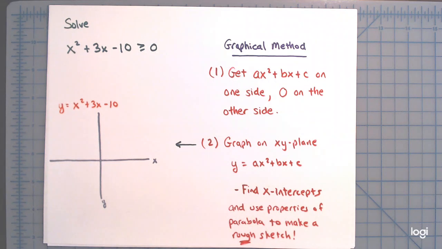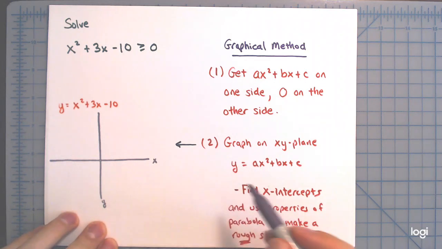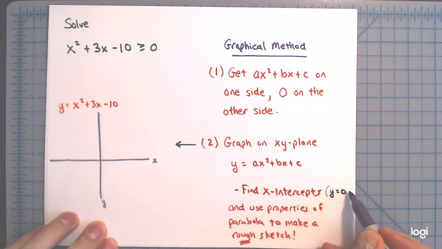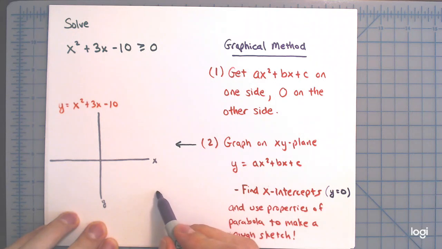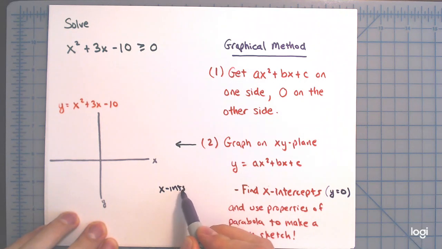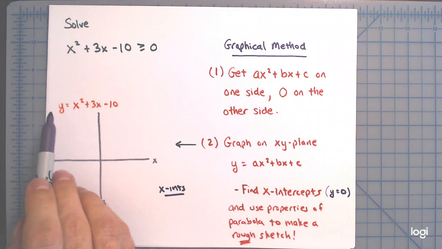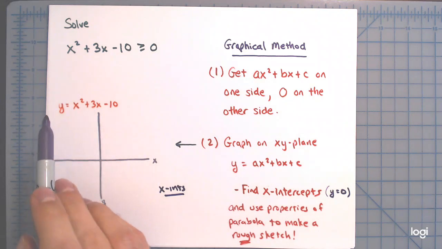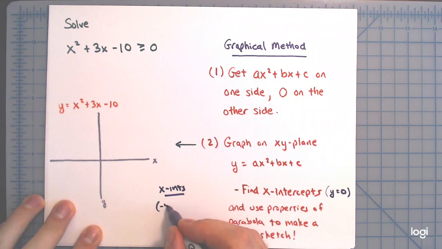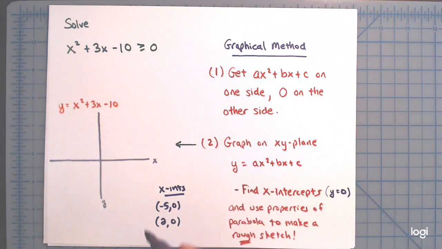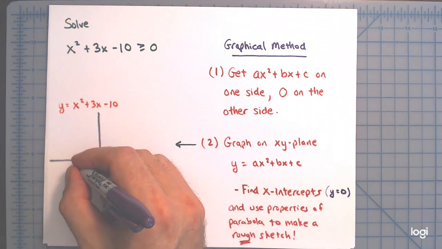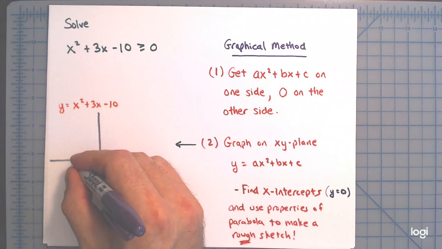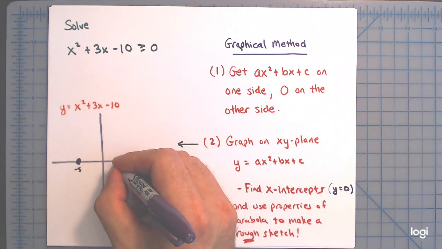We already found the x-intercepts. Remember how you find the x-intercepts? You set y to be 0. I solved this earlier: x squared plus 3x minus 10 equals 0. One of those solutions was at -5, so -5 for x would give me 0 for y. And one was at +2. So I plot those: here's (-5, 0), and there's (2, 0), the x-intercepts.